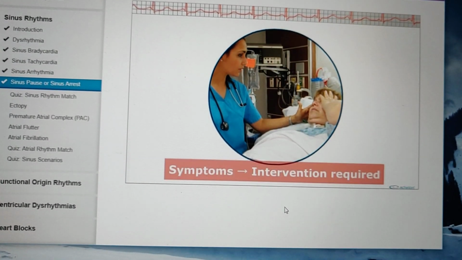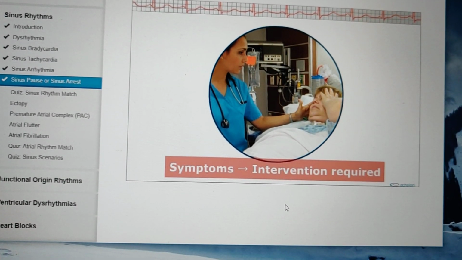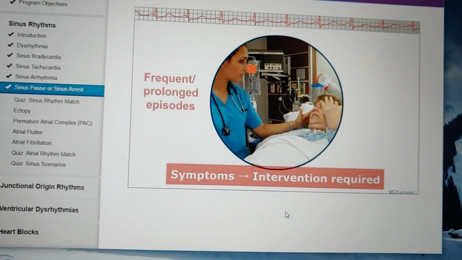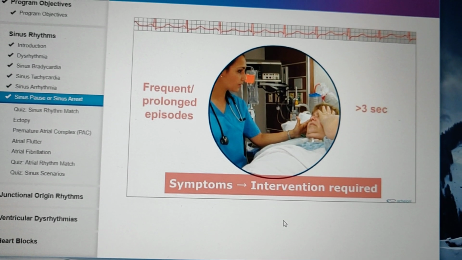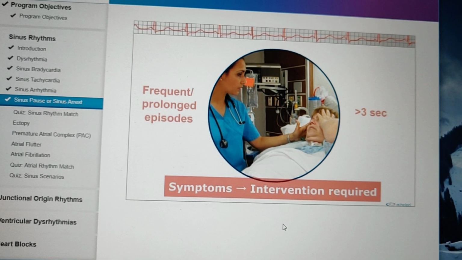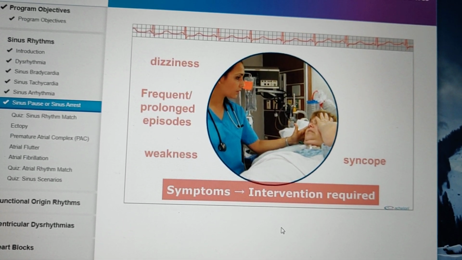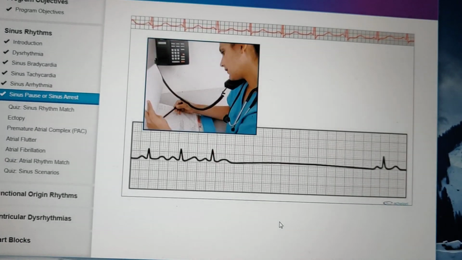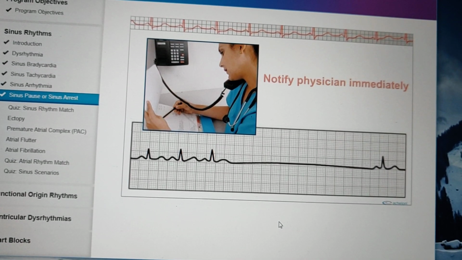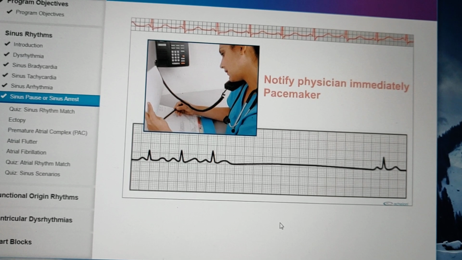If the patient is symptomatic, intervention is required. Symptoms include episodes that are frequent and/or prolonged, which is defined by lasting more than 3 seconds, or if the patient is showing signs of dizziness, weakness, syncope, or lightheadedness. In any of these cases, be sure to notify the physician immediately, as a pacemaker may be required.